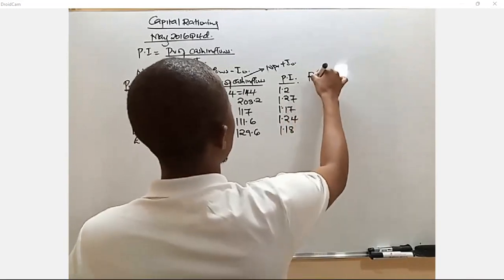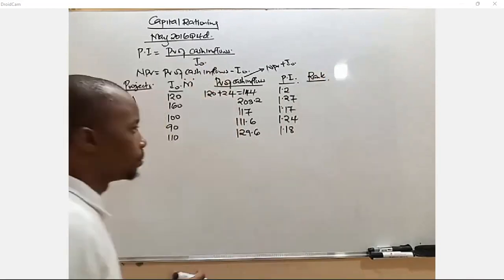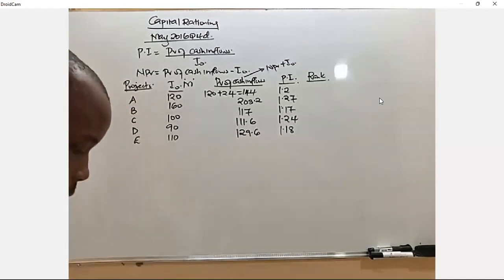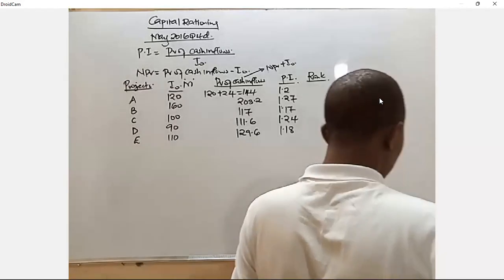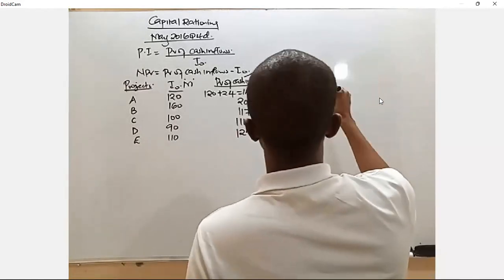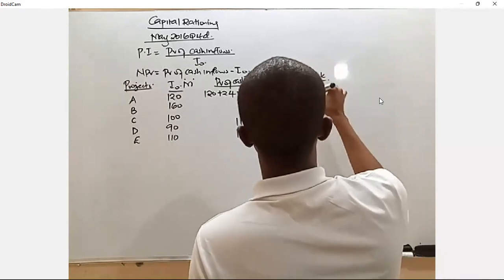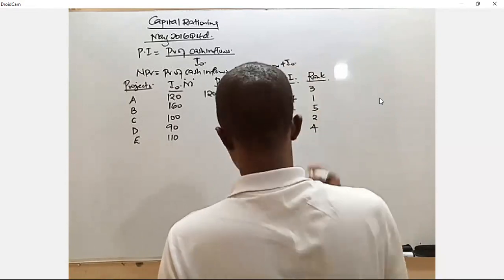Then you rank your projects, from the best to the worst. When you are ranking, this is what you are supposed to do. The examiner is telling you all the 5 projects are divisible, so we can invest partially in the projects. Indivisible would mean it is either you meet the full initial outlay or you leave the project. That is the one thing you need to differentiate. This is our best project, number 1. Number 2 should be this one. Number 3 should be this one. Number 4, and then this is our last project.